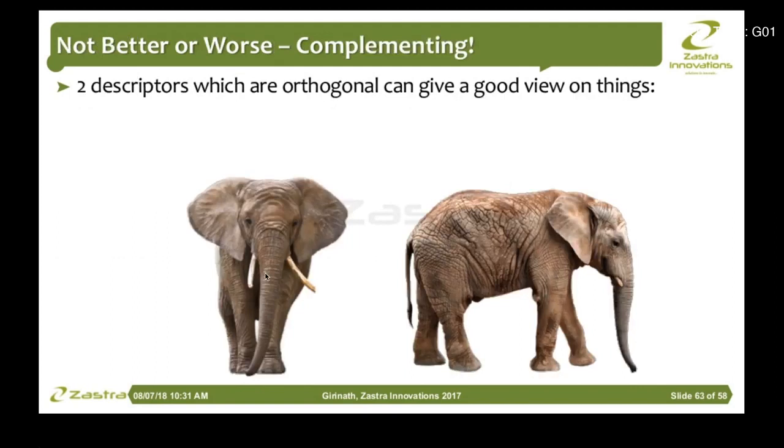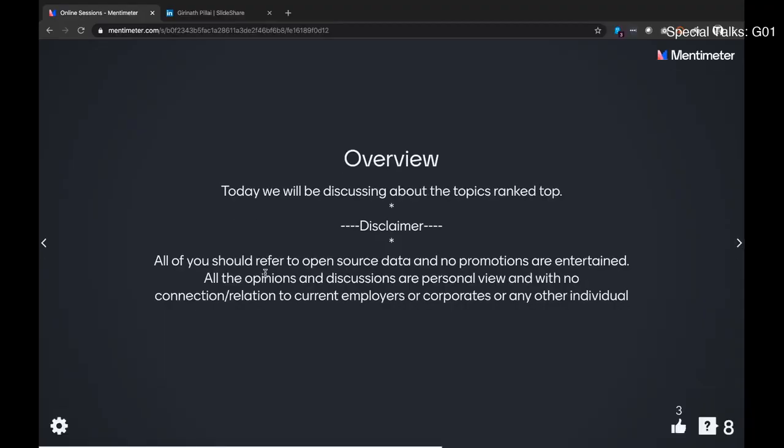Now, it's not better or worse, it's complementing. Two descriptors which are orthogonal can give a good view on different things. That's what I already told you about intercorrelations and different descriptors. The significance will be different. They might have some of the same values and they are orthogonal, but each has a different perspective and view on the models. So you should be very careful when you're trying to do QSAR. So that's all from me for the presentation today.